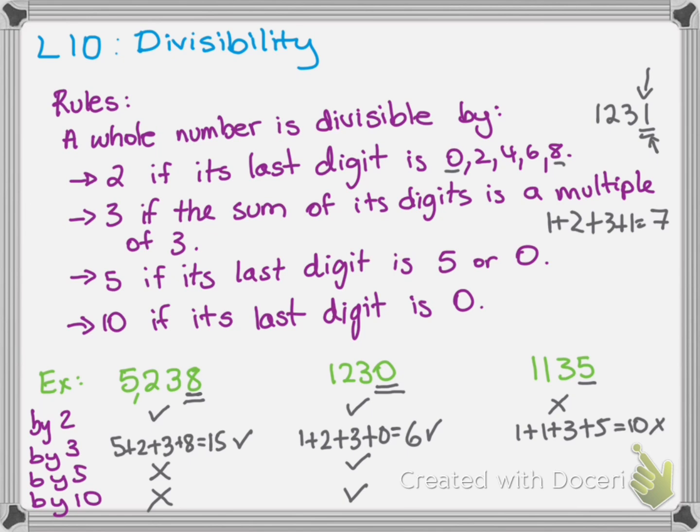Then we look and see if the last number is 5. So it is divisible by 5. But it's not 0, so it's not divisible by 10.